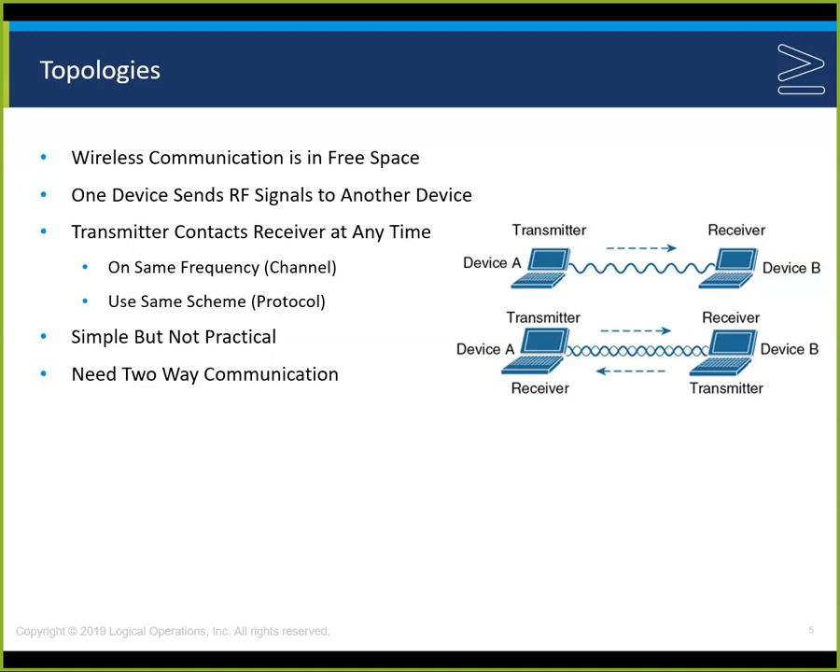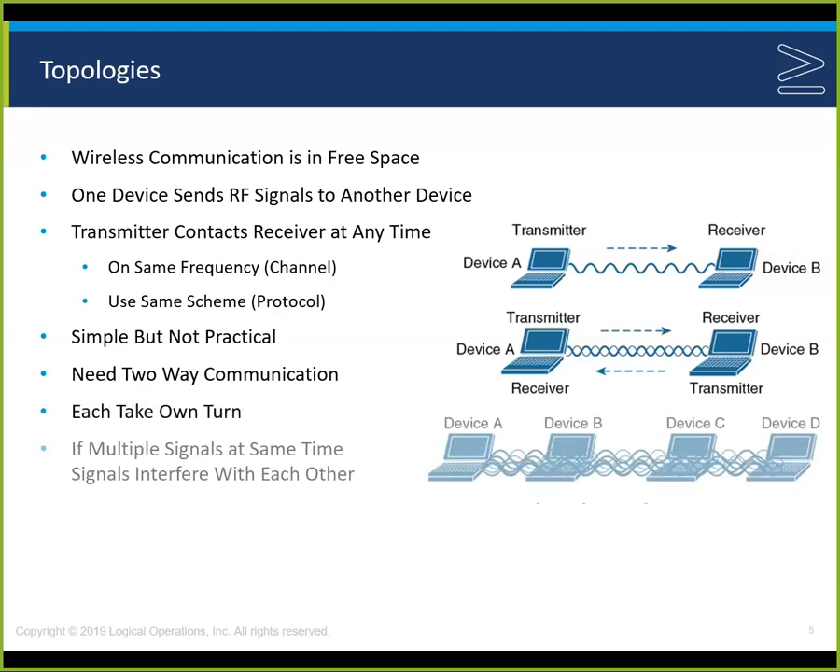We need two-way communication, so we need each of them to have a transmitter and a receiver. The issue we get into with these is that we're on the same frequency, using the same scheme, so we can only transmit or receive. These are going to be a half duplex configuration. So wireless is in fact half duplex, with a transmitter and receiver on each of these devices. Now we can communicate back and forth, two-way, but it's going to be slower than wired because each has to take its own turn.